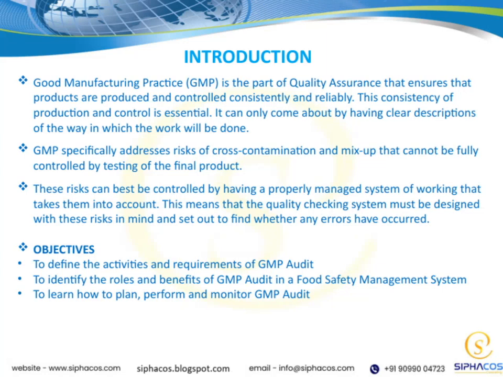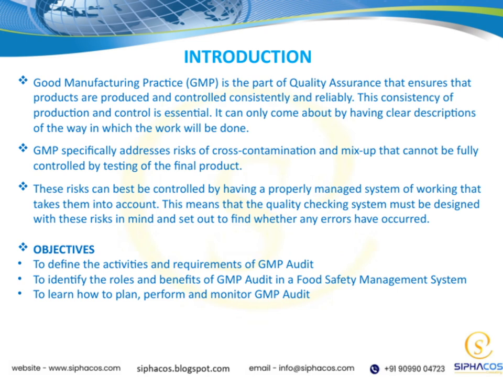Good manufacturing practice, or GMP, is a key part of quality assurance. It ensures that products are produced and controlled in a consistent and reliable way. This consistency is crucial because it helps maintain quality throughout the manufacturing process. To achieve this, we need clear descriptions of how work should be done, so everyone knows exactly what to do and how to do it.